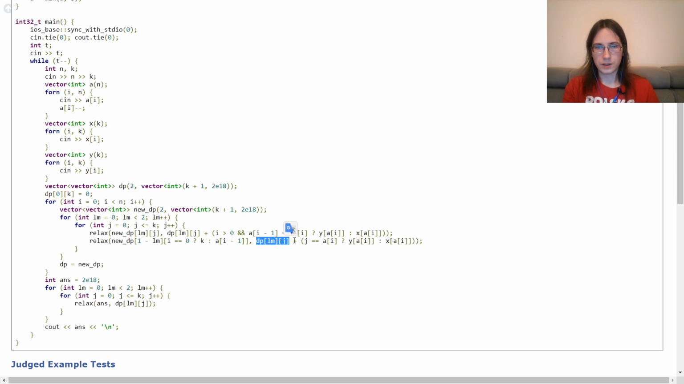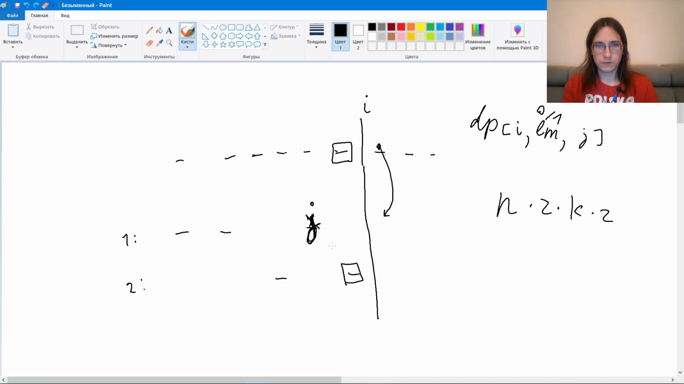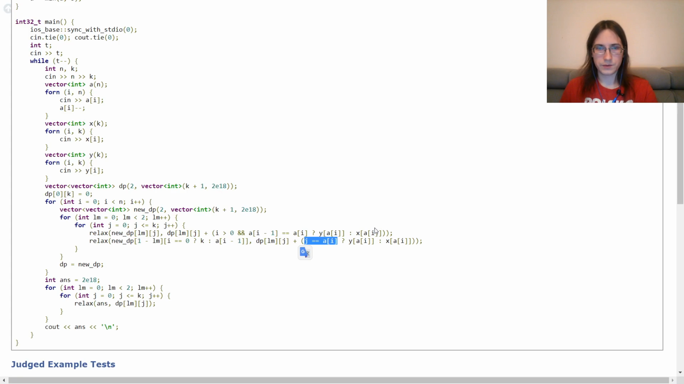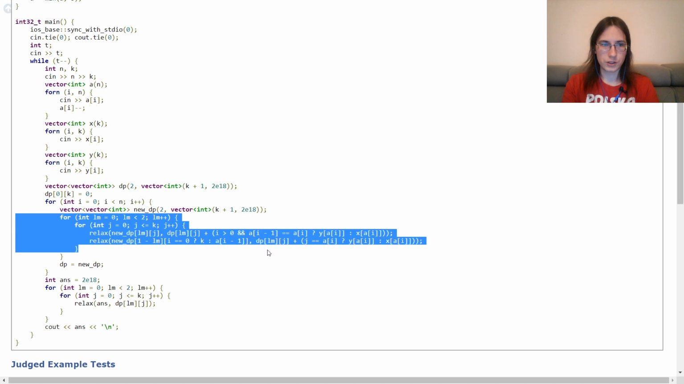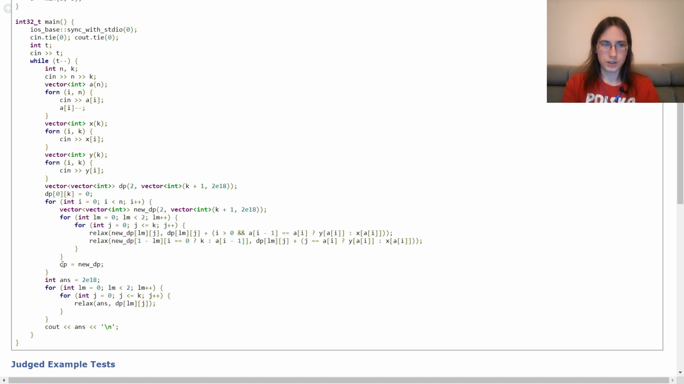And the price of such a move, I just compare value j, this value, to the new value, this value. If those are one and the same, then the price will be lower. If they're different, then the price will be higher. That's it. And then when I finished counting the new layer, I just shift to the new layer.